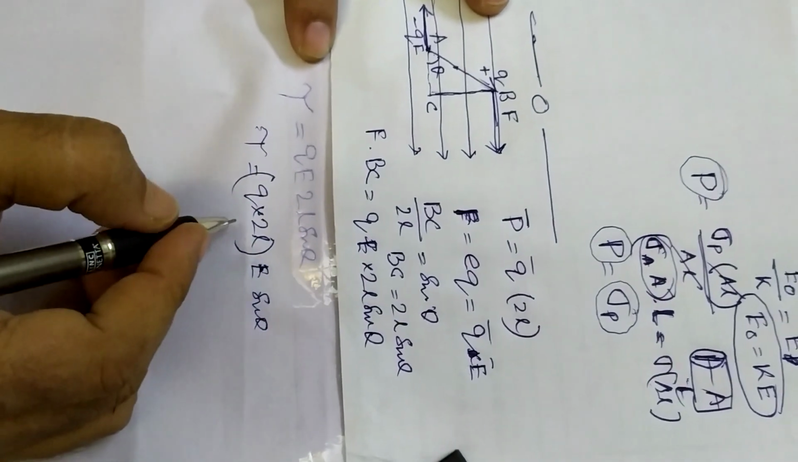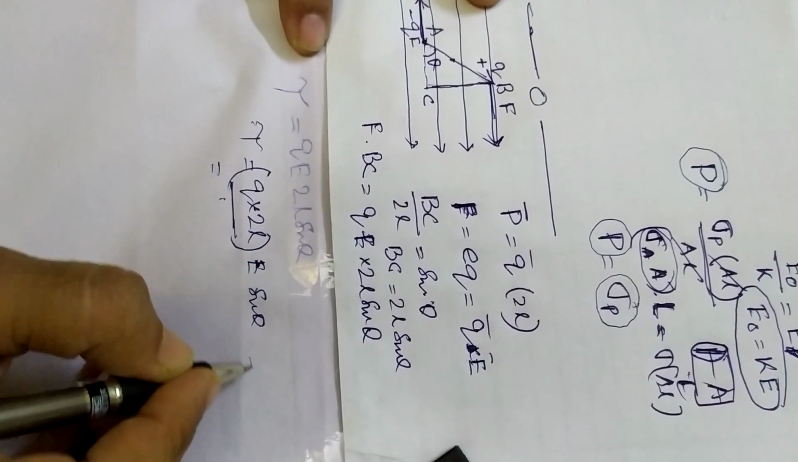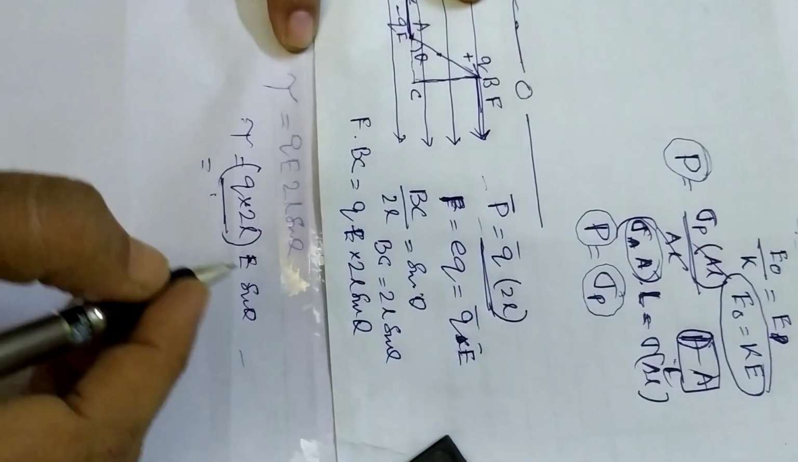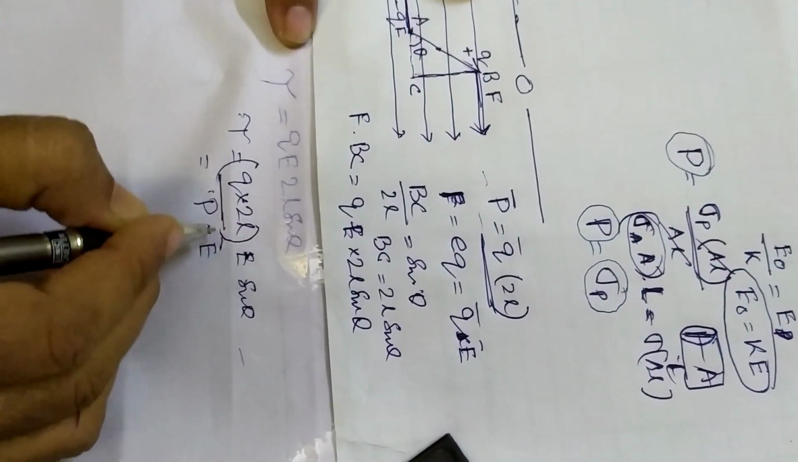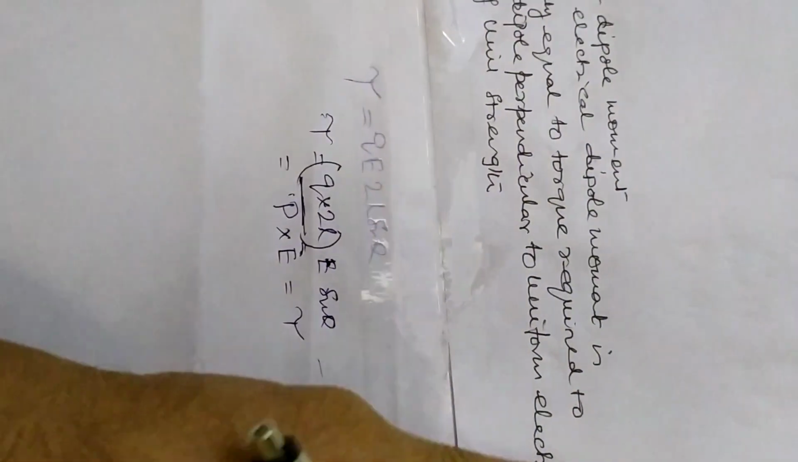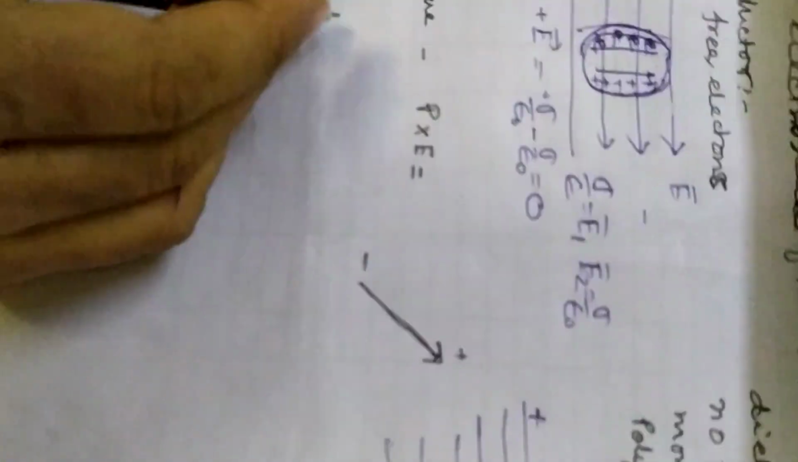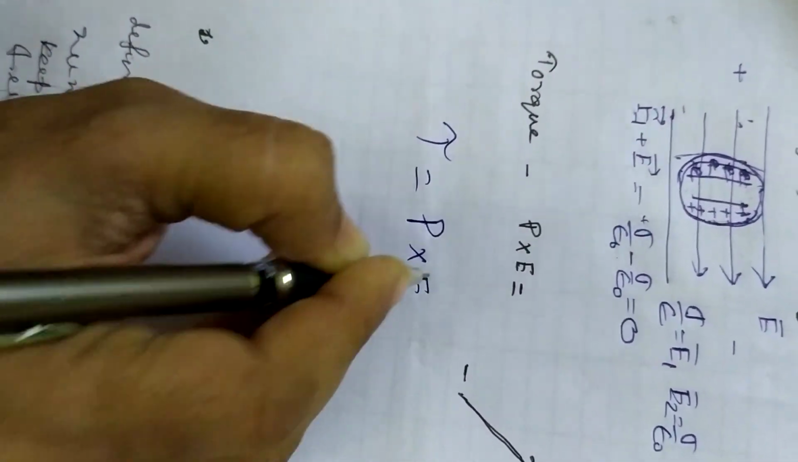So this is a vector. So we are writing this as P. Q into 2L we have written here as P, the dipole moment. So we will be writing P cross E. As it is connected by sine theta, it will be a cross product. So we can write that the torque that is developed is equal to P cross E.